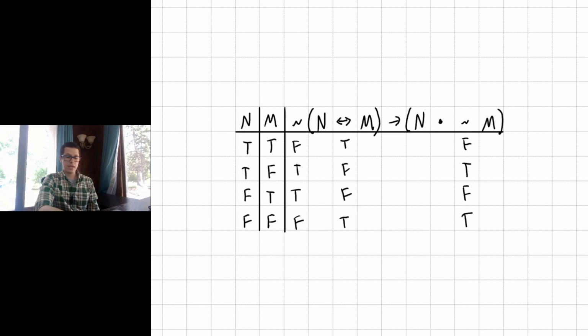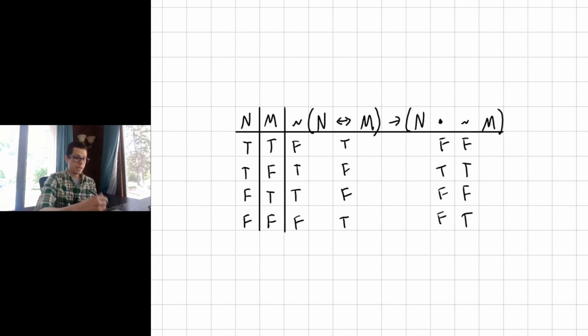And now that we have that negation worked out, we can work on the conjunction. N and not M: true and false is going to be false. True and true is going to be true. False and false is going to be false. False and true is going to be false.